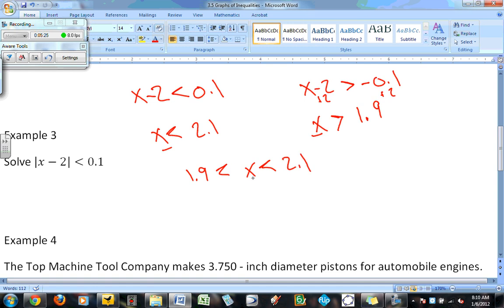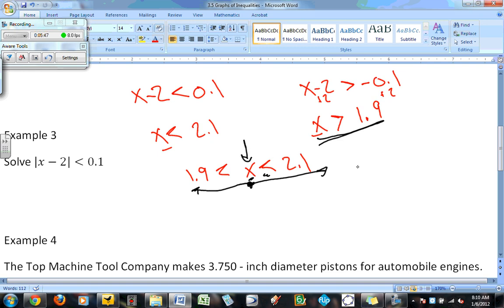The reason we can write that is, if you read starting from the middle and going out, this is saying x is greater than 1.9. If we read to the left side, that's what this is saying: x is greater than 1.9. If you start in the middle and read to the right, this is saying x is less than 2.1, and that's exactly what we have. So x has to be somewhere in between those two values.